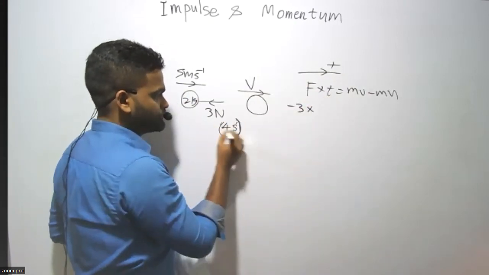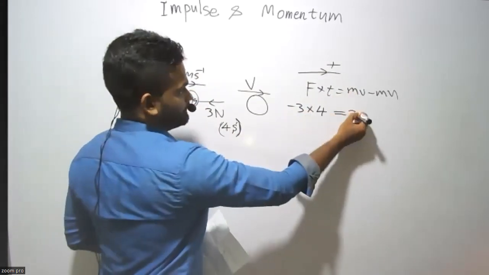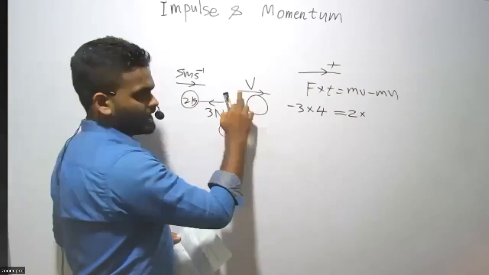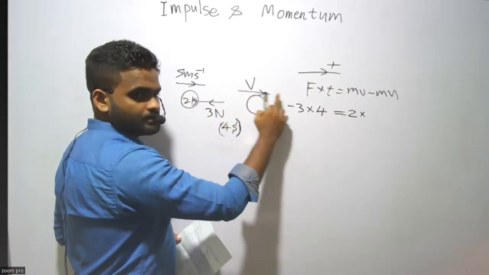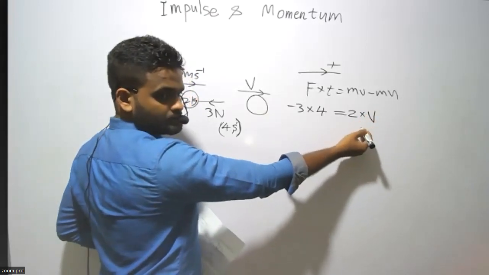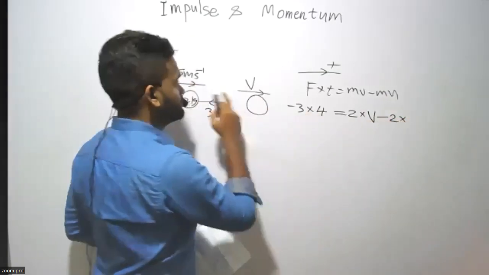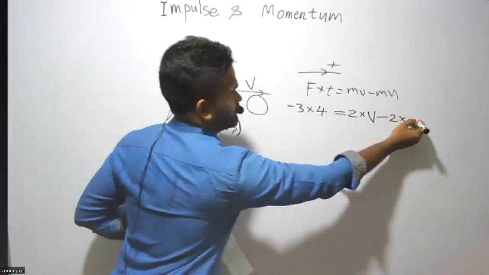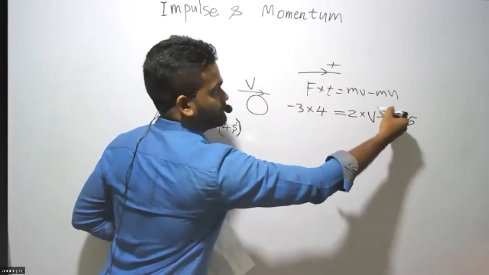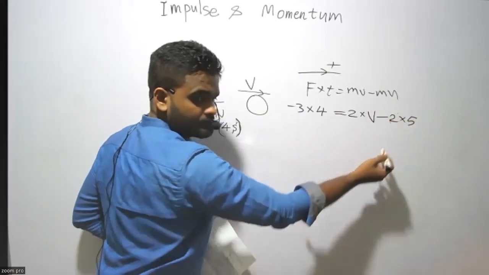Time is given as 4 seconds. Then this is equal to mass, which is 2 kilogram, times the final velocity, I'll just put that as v, on this side. So it is a positive vector. Minus mass 2, initial velocity 5. The initial velocity 5 is also in the positive direction. So this is a positive vector. Okay.